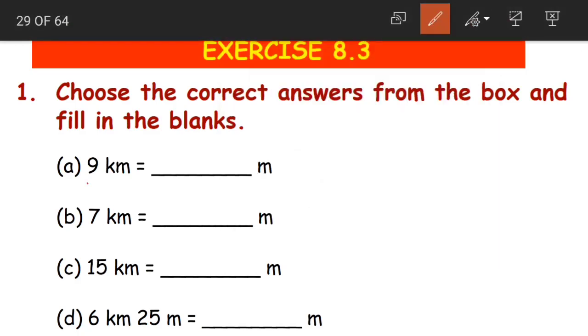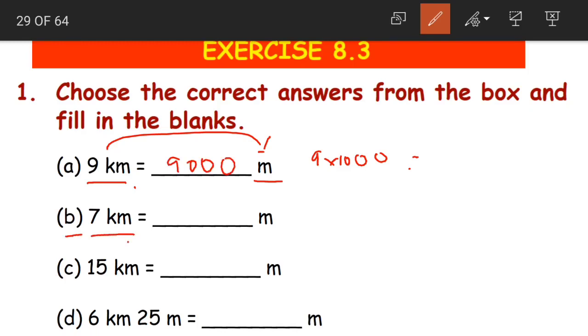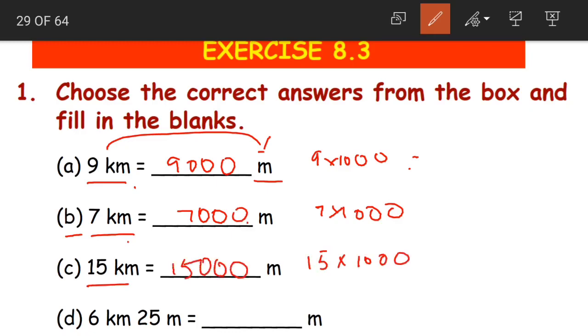What should we do? We should fill up the blanks. 9 kilometers is equal to dash meters. How do we do this? 9 into 1000. Converting kilometers into meters. 9 into 1000 is equal to 9000 meters. Again for question B, 7 kilometers. 7 into 1000 is equal to 7000 meters. 15 kilometers. 15 into 1000, that is equal to 15,000 meters.